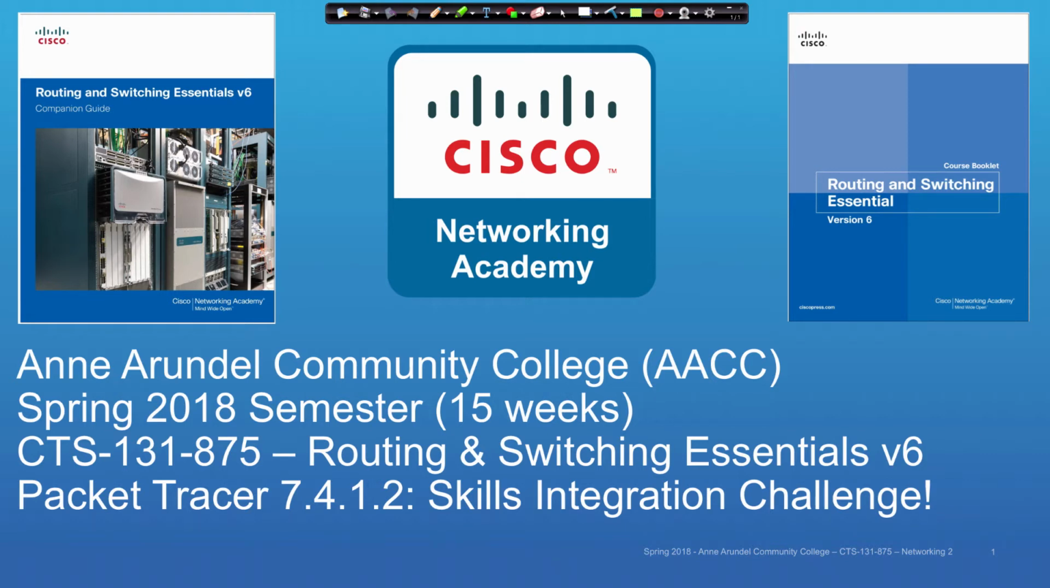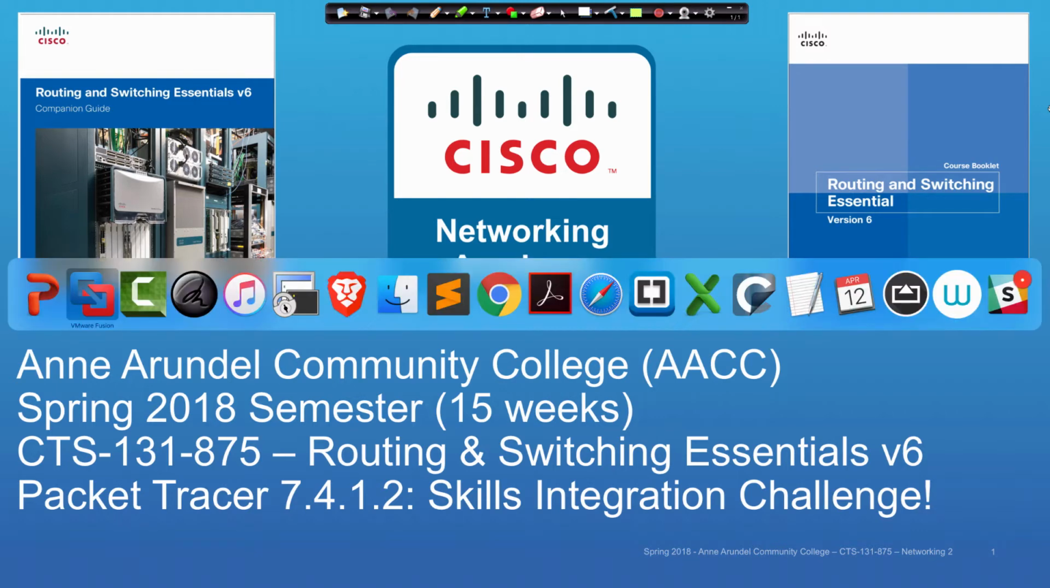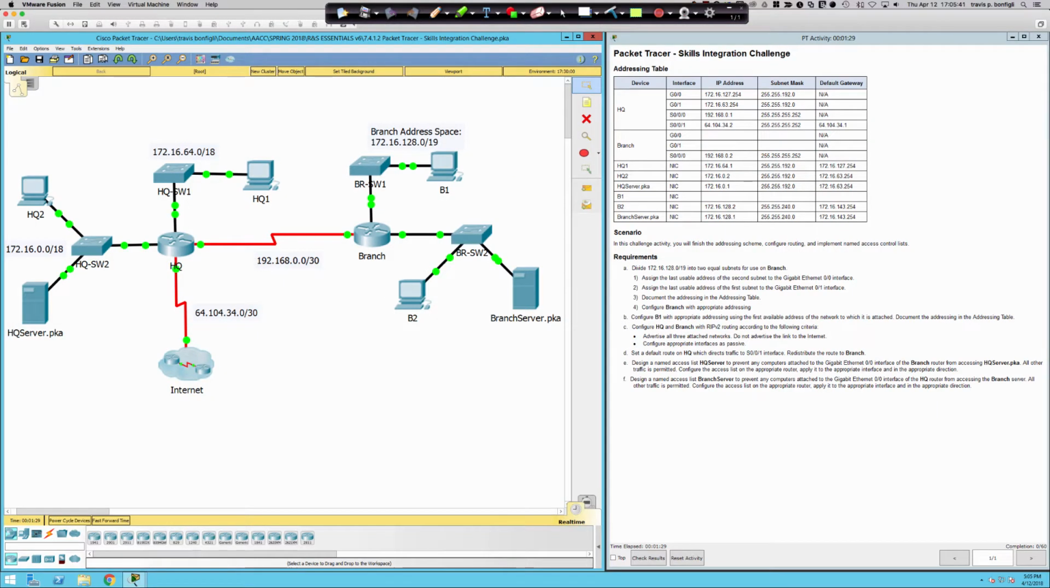This is the Cisco Networking Academy Routing and Switching Essentials version 6 course, or the Networking 2 course at Anne Arundel Community College. And this afternoon's Packet Tracer tutorial and solution set is going to be on Packet Tracer Activity 7.4.1.2, the Skills Integration Challenge. And so we're going to be called upon to bring a lot of what we've learned so far in the class all to the fore here in this skills integration challenge.